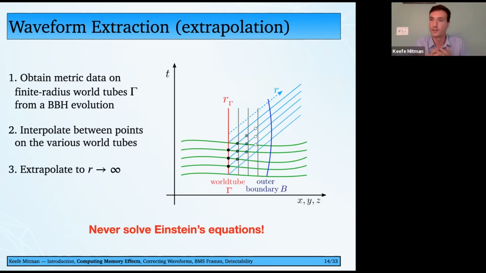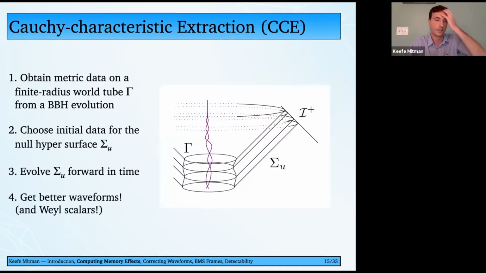But as I was saying, there's obviously a better way to do this, and this better way is given the name Cauchy-characteristic extraction. Just a basic overview of how this works: we take the same metric data on a world tube, and then we connect this world tube to asymptotic infinity using these null hypersurfaces, which I've labeled with sigma. And if we're clever and we choose reasonable initial data for this first null hypersurface, we then use Einstein's equations to evolve them forward in time to obtain more accurate waveforms at asymptotic infinity, as well as all the Weyl scalars.